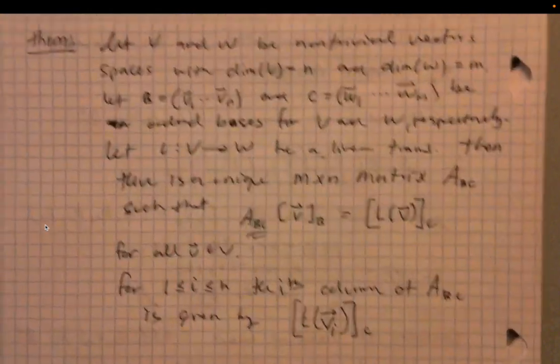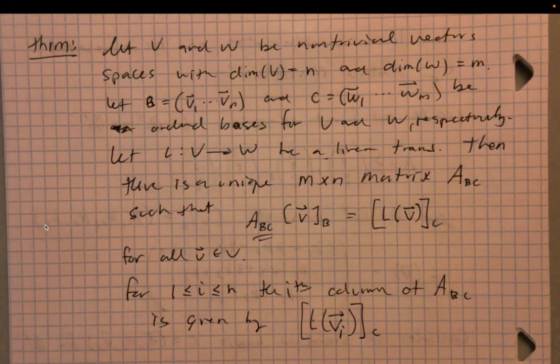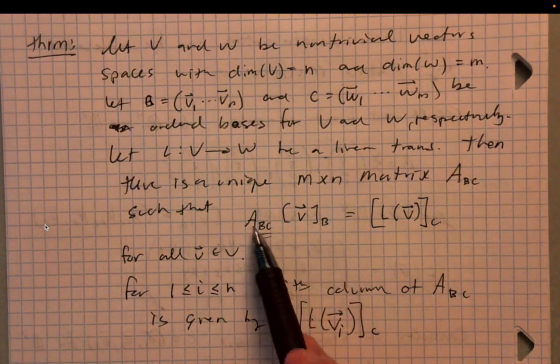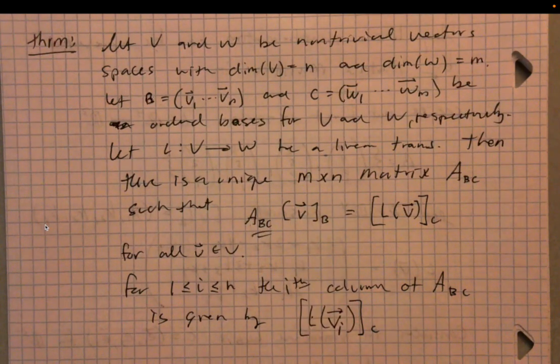I realize that's a very complicated theorem, right? But what's the idea? The idea here is that A sub BC times the coordinatization of v with respect to B is going to give you the coordinatization of L of v with respect to the codomain basis C. So this theorem basically establishes that once an ordered basis for V and W has been selected, each linear transformation is essentially equivalent to multiplying by some unique matrix, and that matrix is A sub BC in this case.